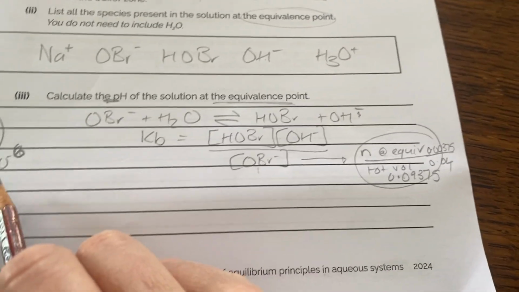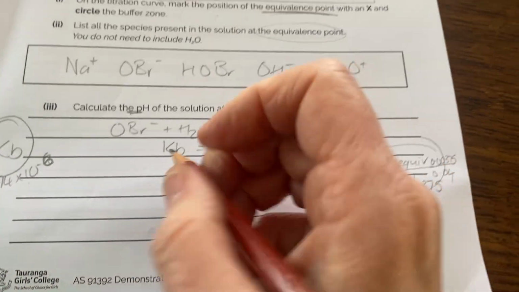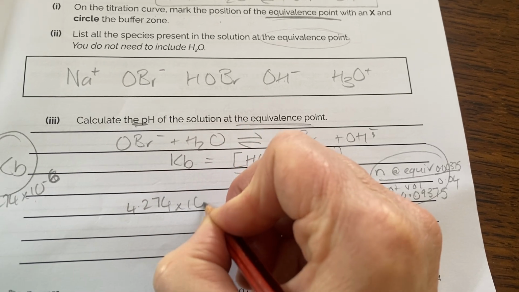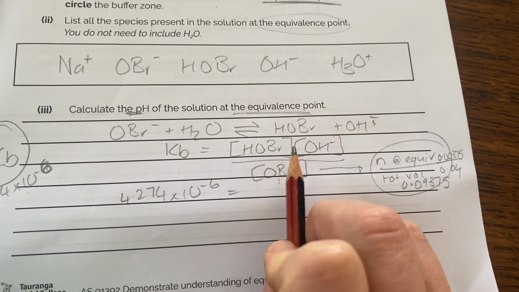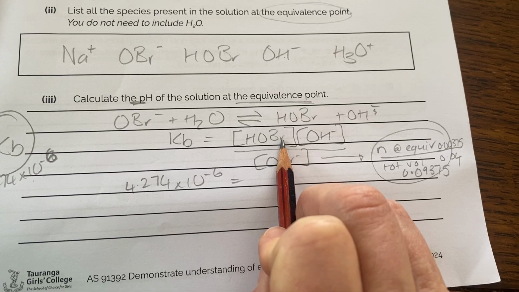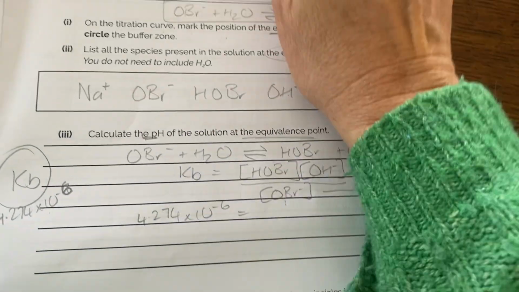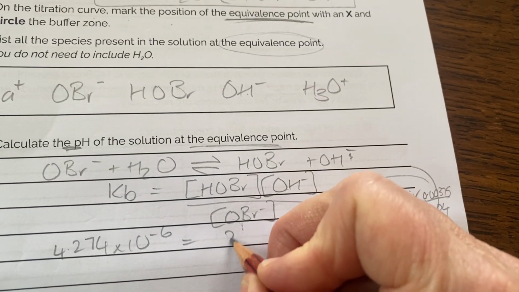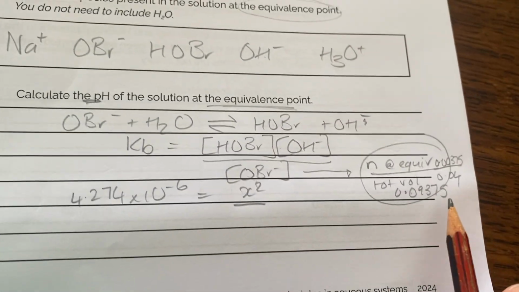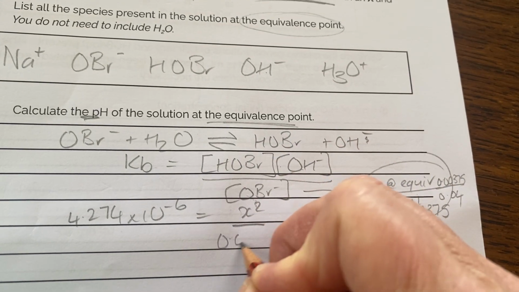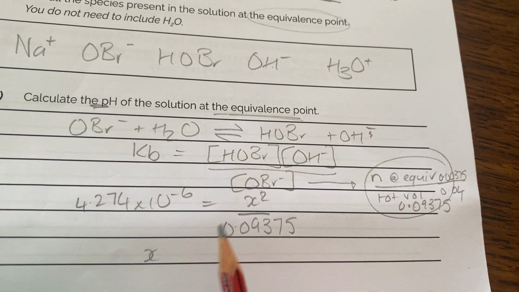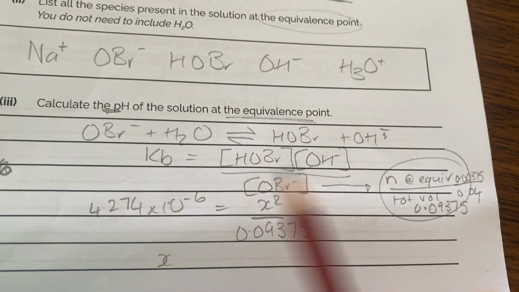So I'm going to sub my numbers in. I'm going to sub my Kb in here, so that is 4.274 times 10 to the negative 6. I'm going to assume that these are the same because they're only coming from the dissociation of this thing here. It's not a buffer situation. So we've got x squared over this number here, 0.09375. So if I rearrange, I'm going to multiply that up, and then I'm going to square root it.